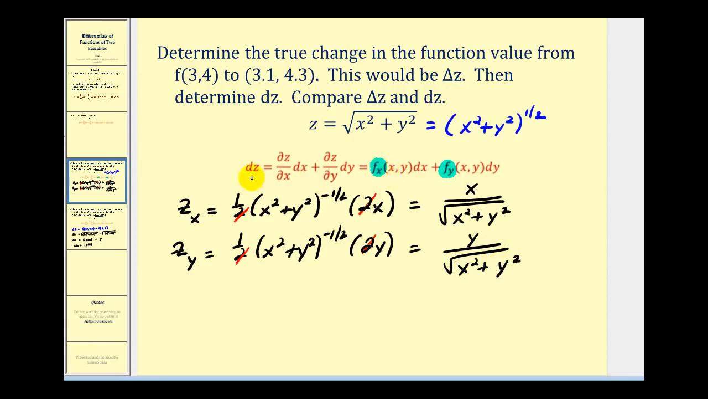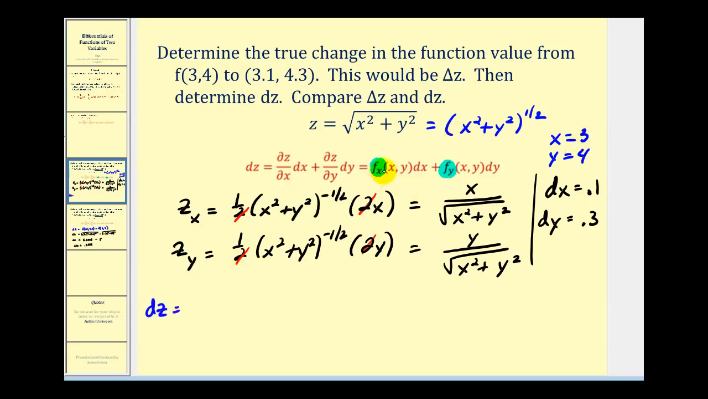In order to calculate differential z, we're going to have to determine dx and dy as well. Looking at the problem here, notice that x changes from 3 to 3.1. It's increasing. So that tells us that differential x is going to be equal to positive 0.1. And for differential y, y increases from 4 to 4.3, so differential y would be 0.3. And also x is equal to 3 and y is equal to 4. So let's go ahead and determine differential z.